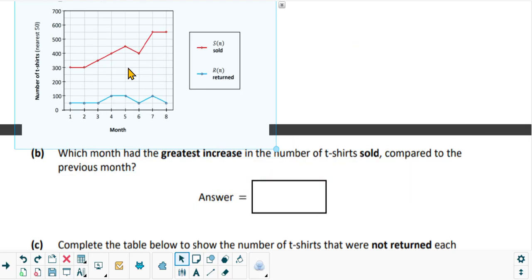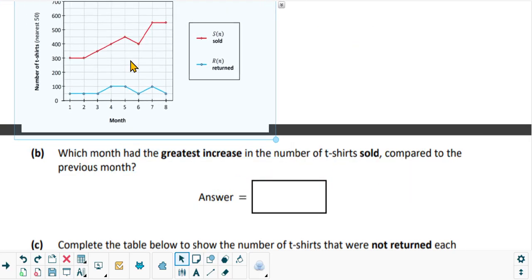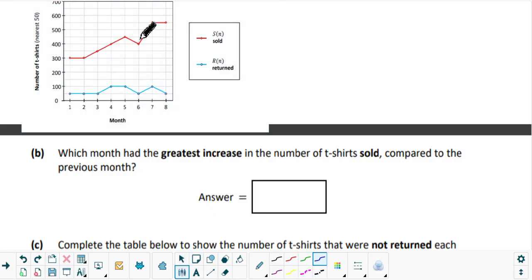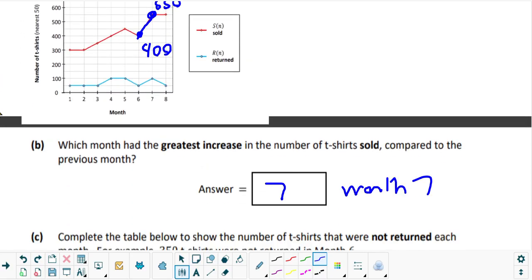There we are. Okay. Which month had the greatest increase in the numbers of t-shirts sold? I think the biggest one is here, is it? From here to here? Do you agree that's the biggest jump? It jumps from 400 up to 500 and? So, month 7. Because month 7 is a lot bigger than month 6. Okay.